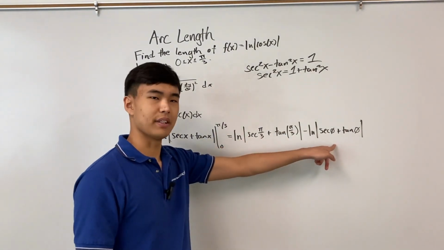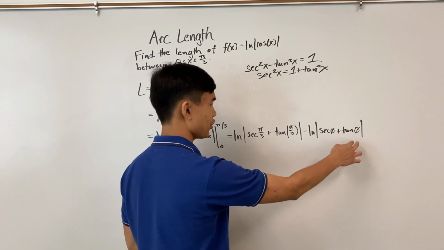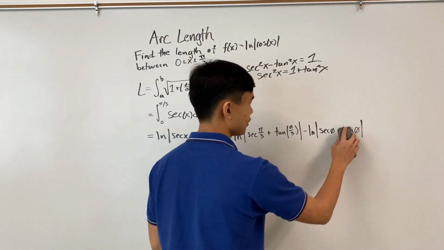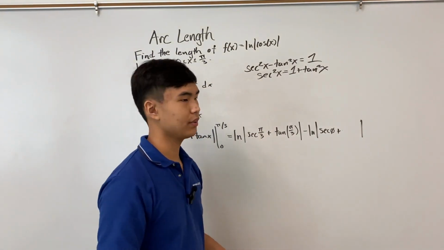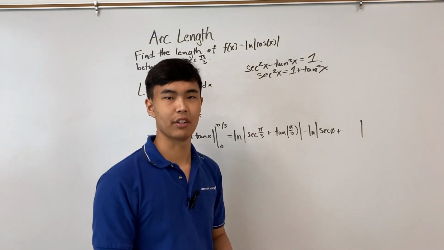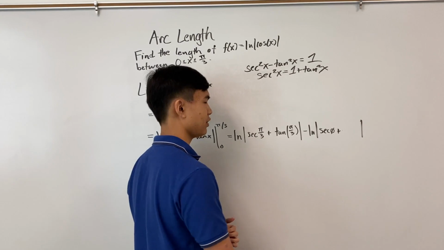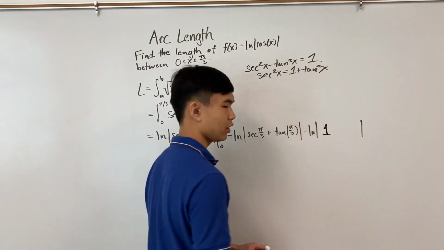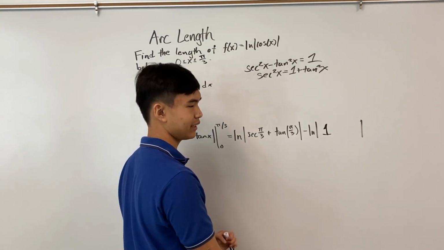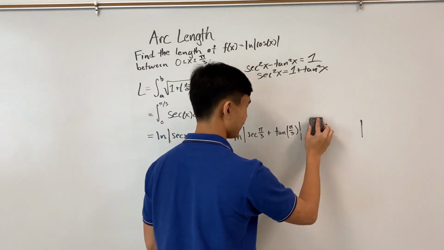Let's go ahead and evaluate this latter term first. The tangent of 0 is 0, so we can just get rid of this. And so the secant of 0 is 1 over the cosine of 0. And we know that cosine of 0 is 1, so this becomes 1. But we also know that the ln of 1 is 0, so this actually just goes away entirely.